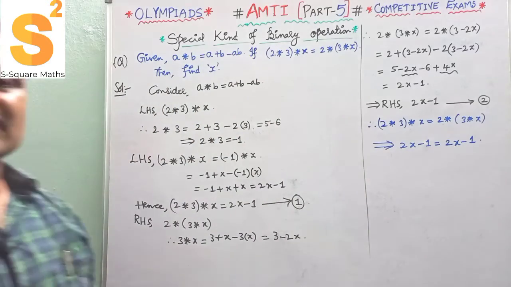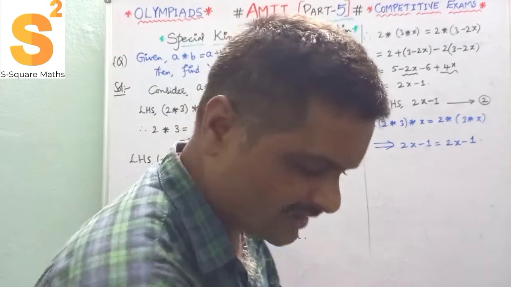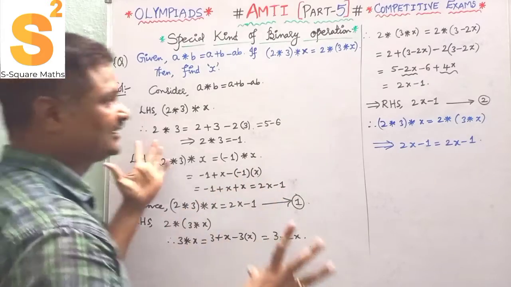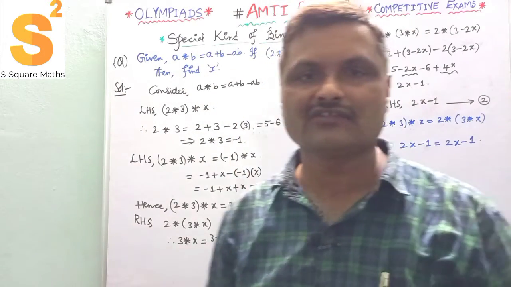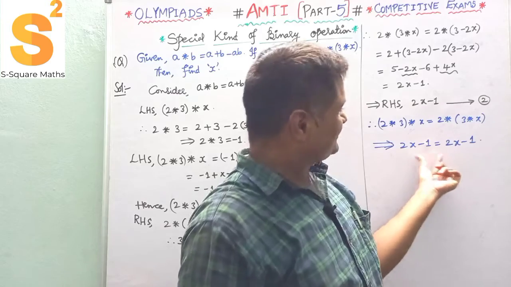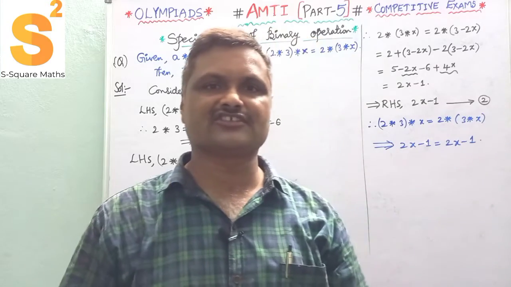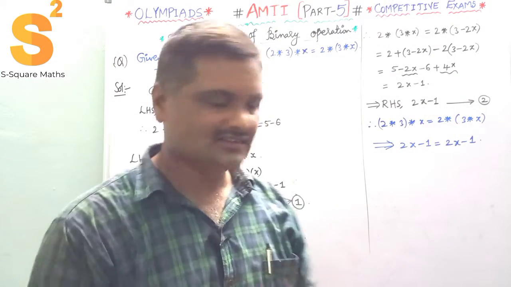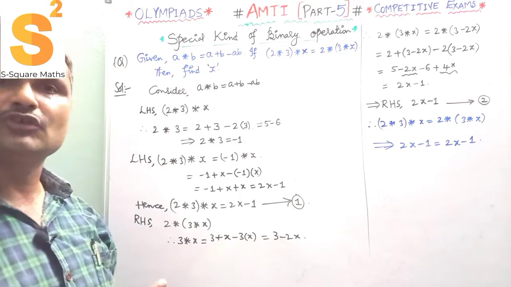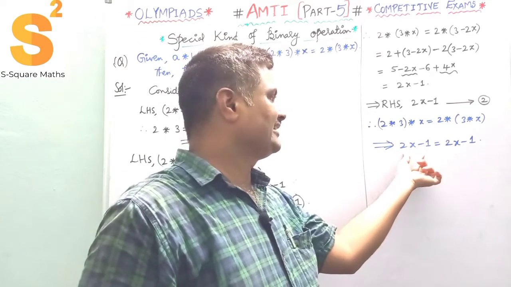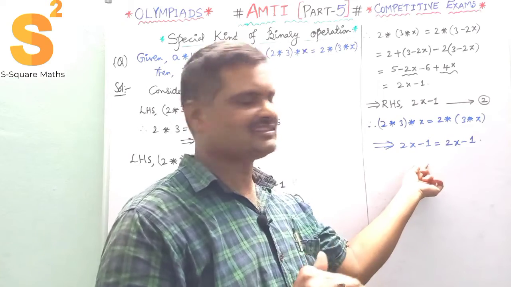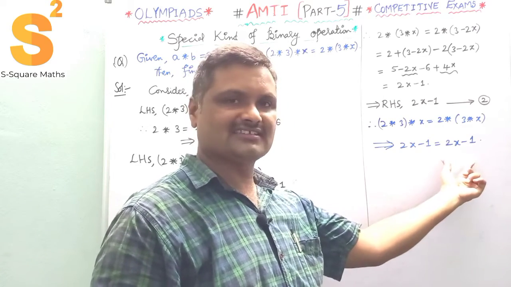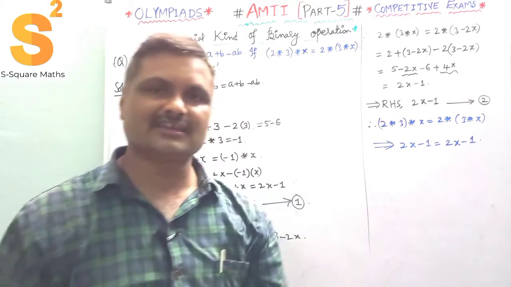So many of the students will do up to here, and by seeing the steps they will panic, because our intention is to find the value of x. Here the LHS and RHS we got the same expression. So please viewers, look over here very carefully, don't panic. What did you observe here? Whatever value of x you consider for the LHS, since the expressions are the same on LHS and RHS, you are going to get the same values.